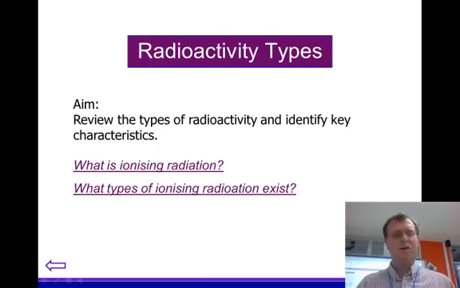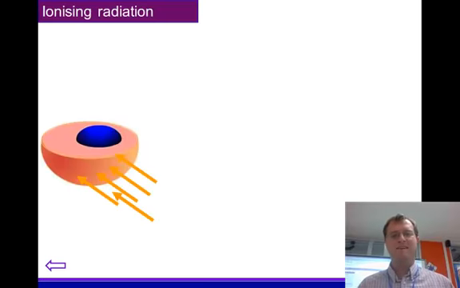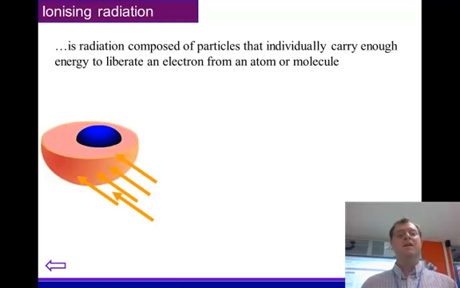So first of all, what is ionizing radiation? Ionizing radiation is radiation composed of particles that individually carry enough energy to liberate an electron from an atom or molecule. So anything which can change an atom or molecule into an ion of some sort. That's where the term ionizing comes from.